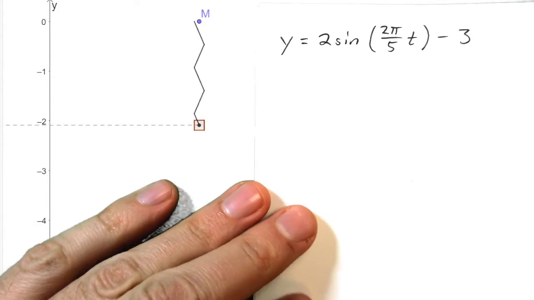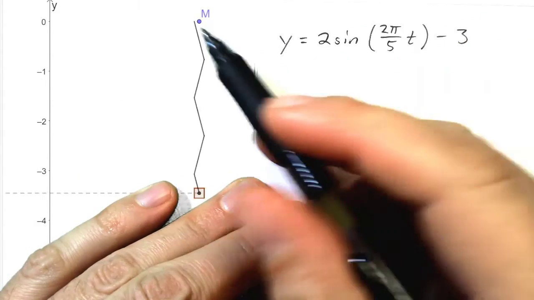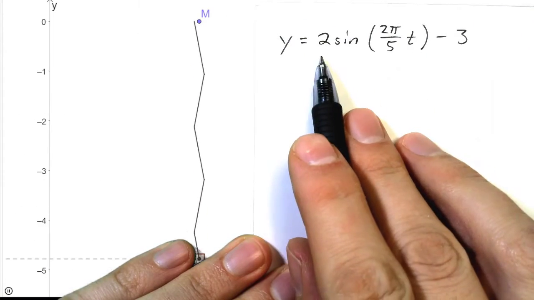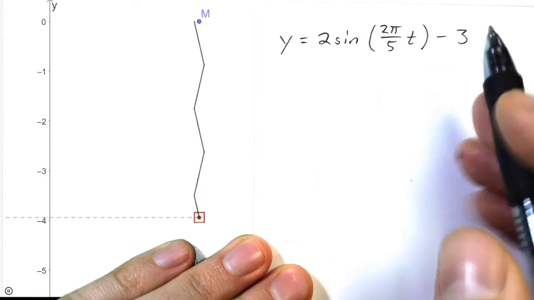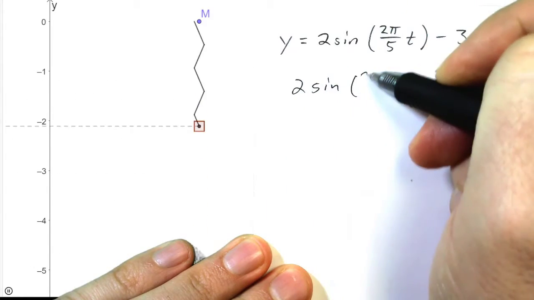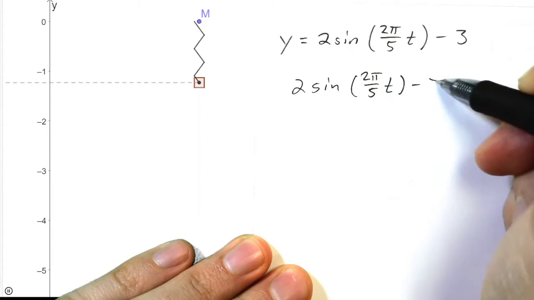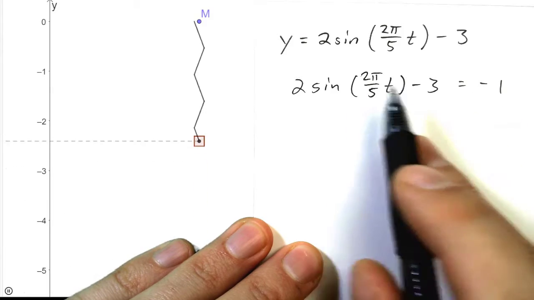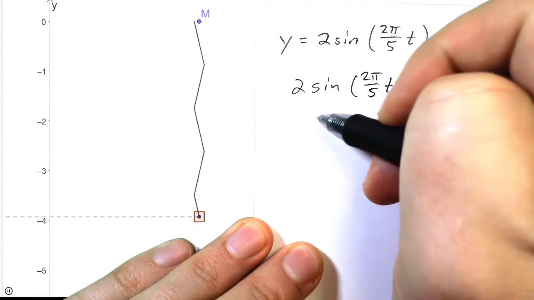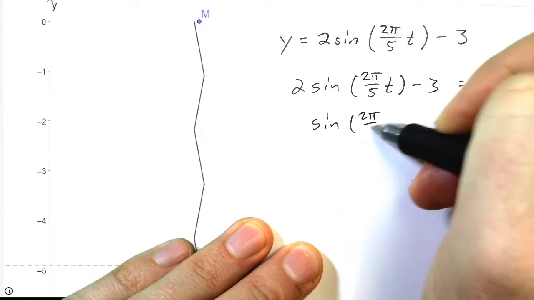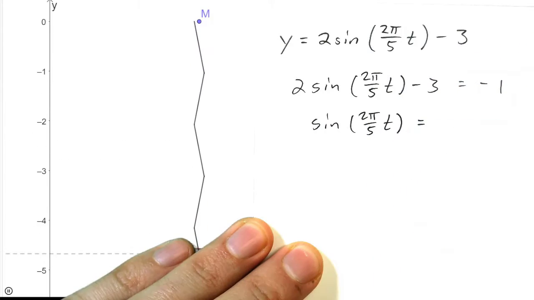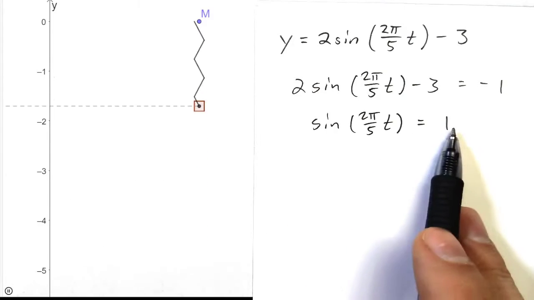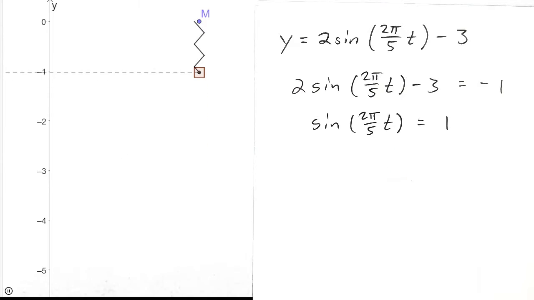Now let's take a look at what we're looking at here. One of the things we want to do is find when the object is in its highest position at height -1. Well, that means we're setting this expression equal to -1. Okay, and if we use a little bit of algebra here, add 3 to both sides, divide both sides by 2, we get this equation. All right, so this will give us the times when the height of the object is exactly -1.